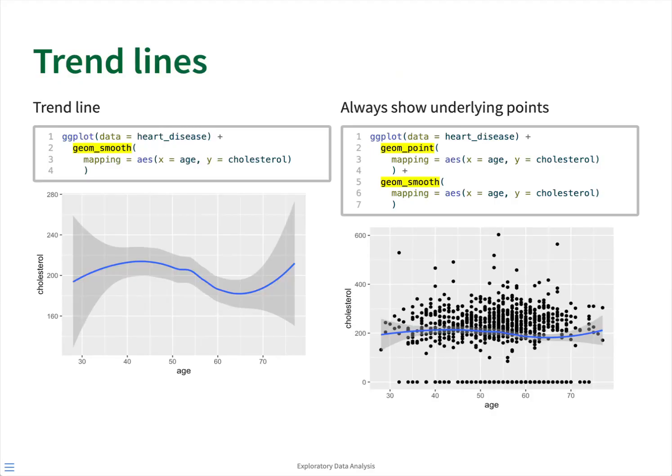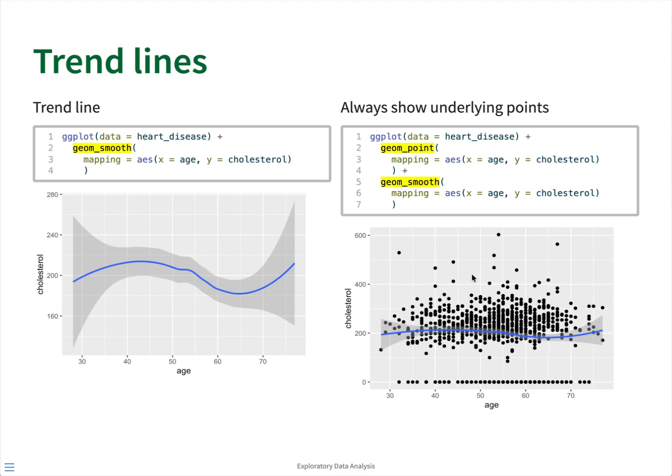Sometimes when we have two continuous variables, we may also want to show a trend line capturing the pattern of covariation. We can create a trend line with the geom smooth function like you see here. However, just showing the trend line by itself is not very helpful because we usually want to see the underlying points as well. Sometimes a trend line by itself can obscure the true pattern behind the data.